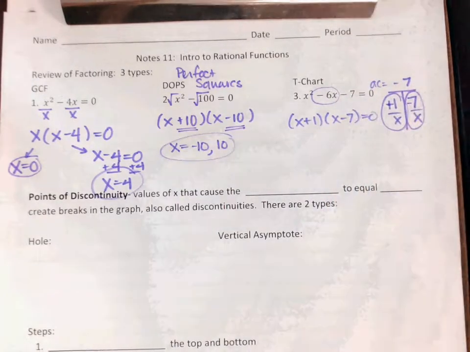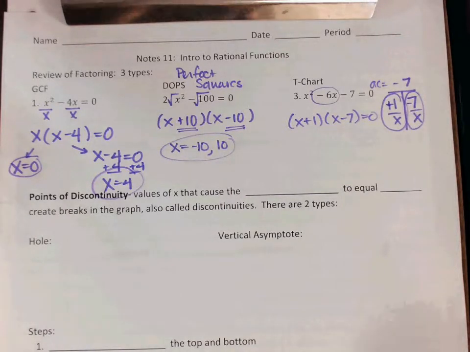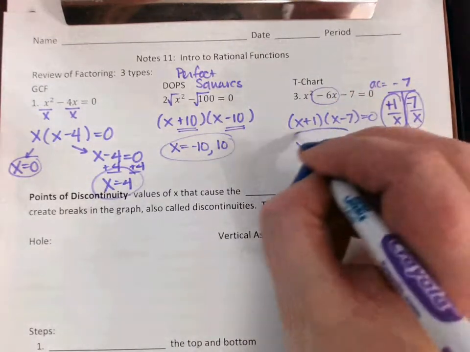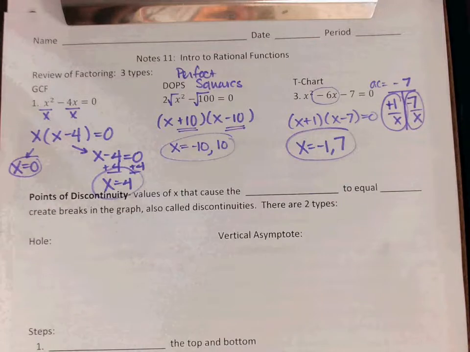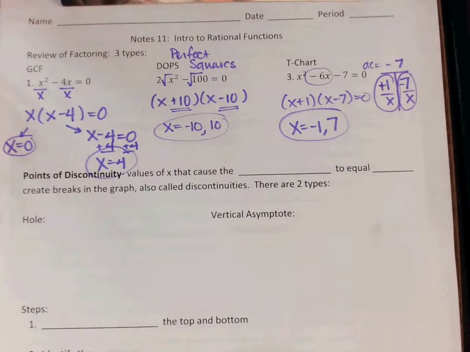And then remember that since those are in parentheses and they're set equal to 0, you switch the sign. So what would your two answers be? Okay, very good. Negative 1, positive 7. Okay? So if you know how to do those three skills, then what we're doing after this shouldn't be too bad. Okay, so we are going to talk about what's called points of discontinuity.